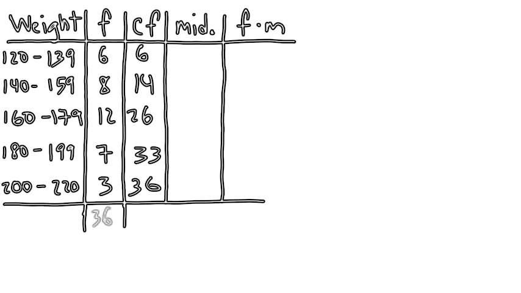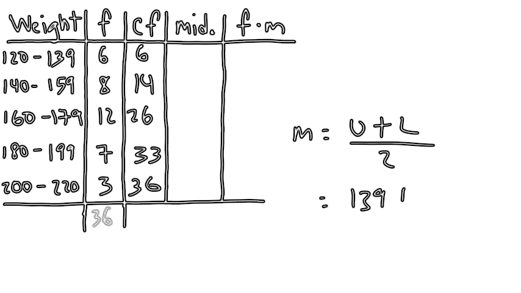Now let's determine the midpoint values. So it's going to be the upper boundary plus the lower boundary divided by 2, or vice versa. So the upper boundary is 139, the lower boundary is 120, divided by 2. So that's 259 divided by 2. So the midpoint for the first interval is 129.5.